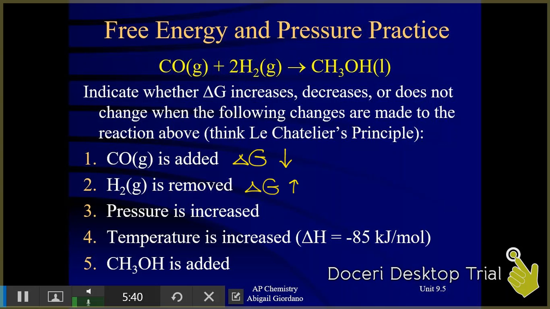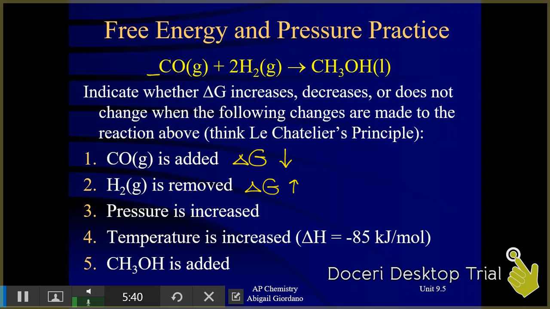Okay, third one. Pressure is increased. Okay, well, let's review way back when we learned about Le Chatelier's principle. Actually, it wasn't that long ago, but pressure is increased. What happens when you increase pressure? A reaction will move to the side with fewer moles of gas.